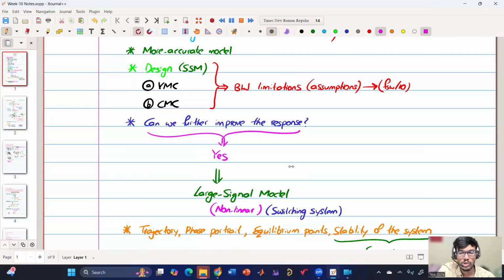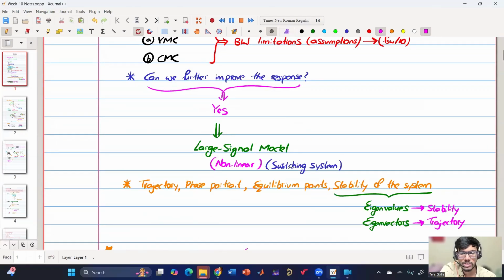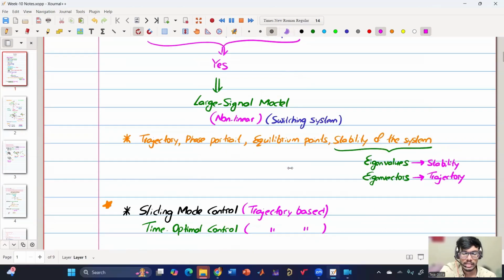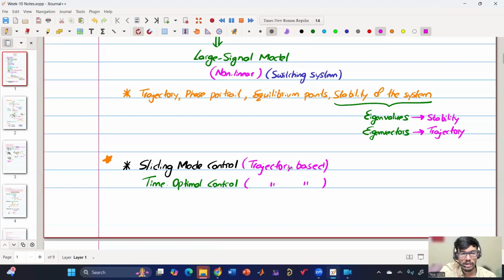So we have to learn how to deal with these nonlinear systems and how to visualize them. We learned about the trajectory, where we discussed the phase portrait as well as equilibrium points and their stability using eigenvalues and eigenvectors in the last week. So this week we have learned about sliding mode control as well as time optimal control, which are both trajectory based, where the trajectory concept was discussed in week 9.